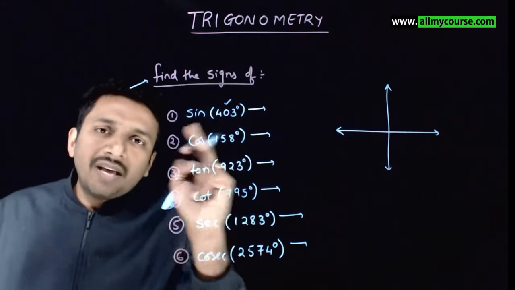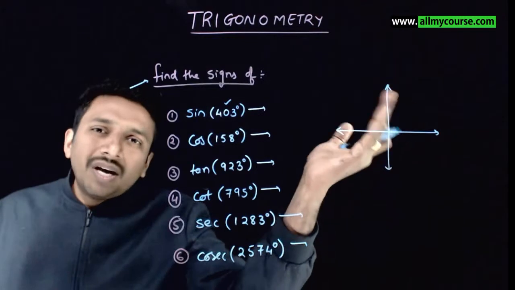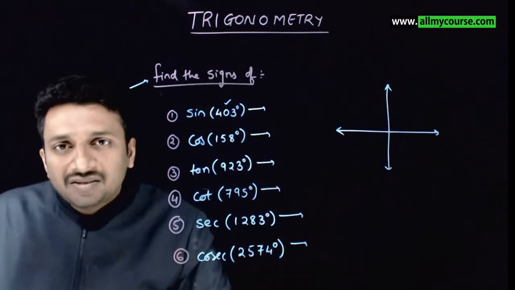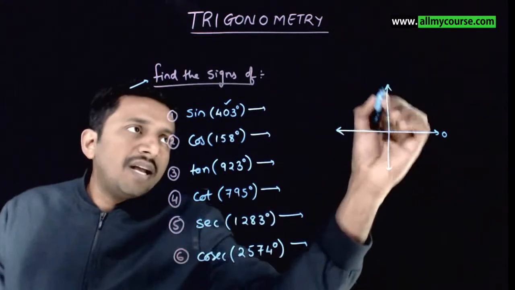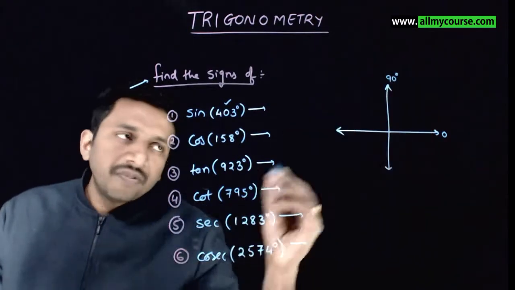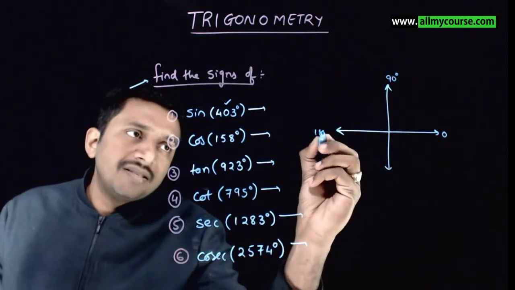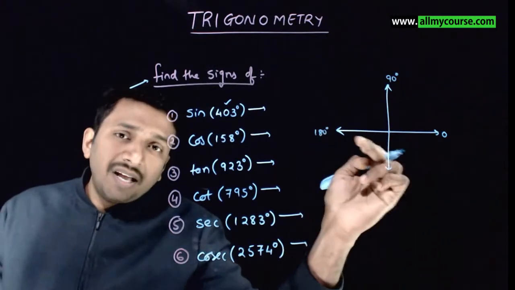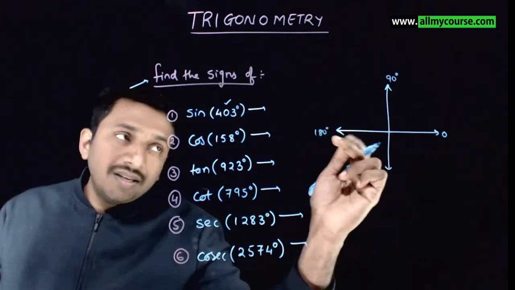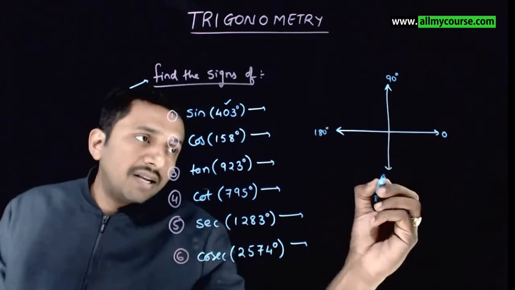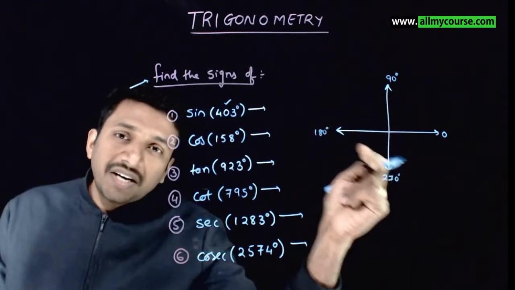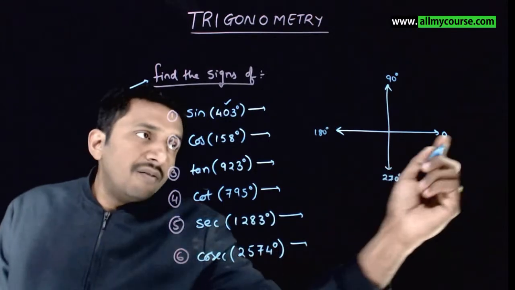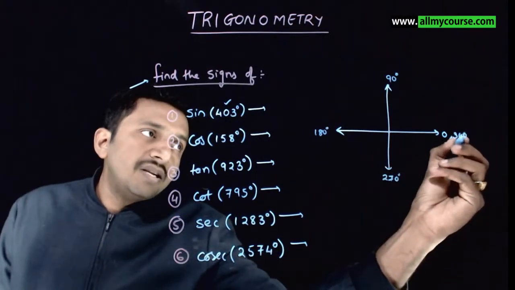So now if you want sine 403, you need to rotate the ray through 403 degrees. So let us start rotating. This is 0 degrees. When the ray comes here, you get 90 degrees. When the ray coincides with this, you get 180 degrees. And as the ray rotates, you get 270 degrees here, because each of these are placed at 90 degrees apart from each other. One complete rotation gives you 360 degrees.